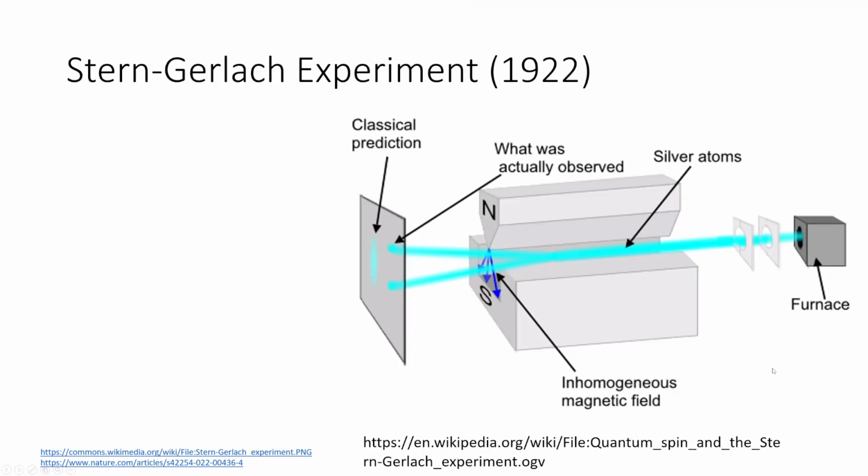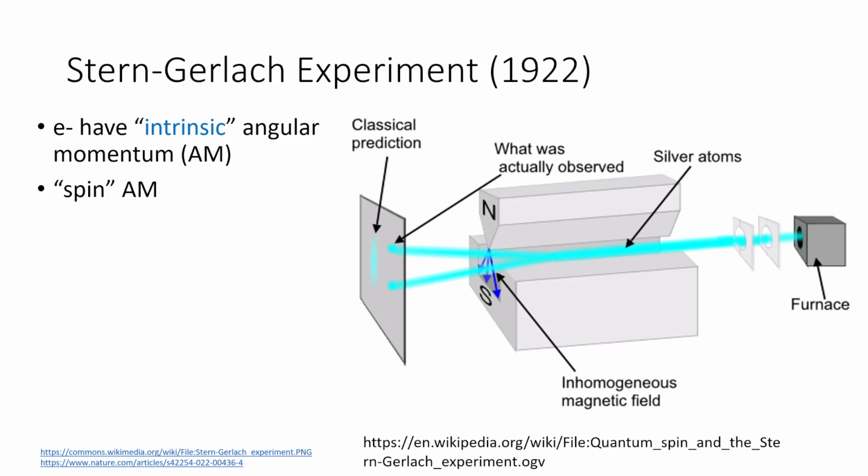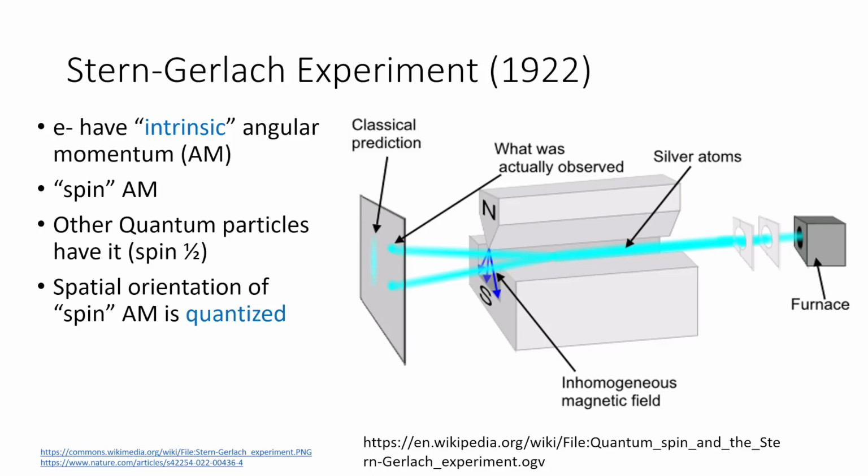So what this experiment revealed was the existence of a new quantum property, and that's called intrinsic angular momentum. It's also called spin angular momentum. And other quantum particles other than electrons also have this, and they're called spin 1/2 particles. And this experiment showed that the spatial orientation of the spin angular momentum is quantized. We'll unpack this in the later videos.